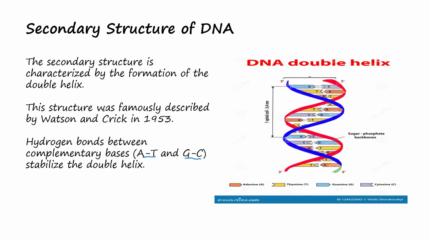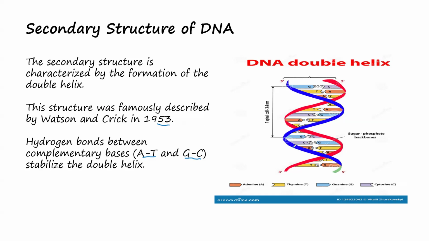This structure was famously described by Watson and Crick in the year 1957. So you see, ladies and gentlemen, the primary structure is the linear chain of the DNA held through phosphodiester bonds, while the secondary structure of DNA is formed as a result of complementary bases joined and stabilized by hydrogen bonding.